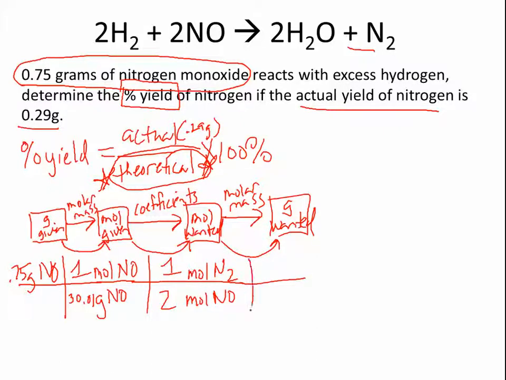So we add another fence post, and then we put moles of nitrogen on the bottom, and whatever you want to end up with goes on top. So grams of nitrogen goes here. So we put a 1 here. 2 nitrogens is 28.02.